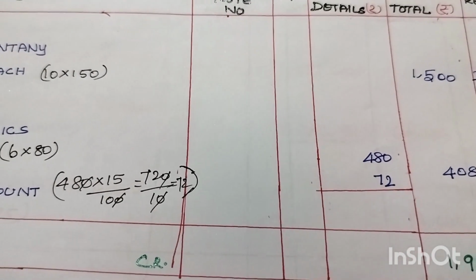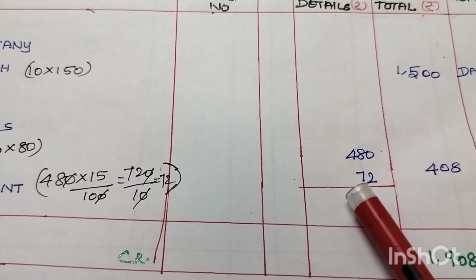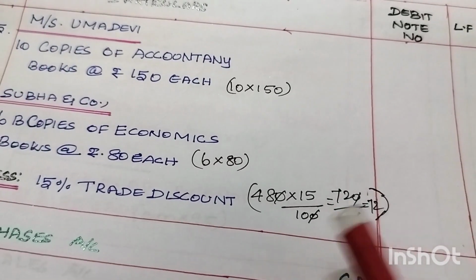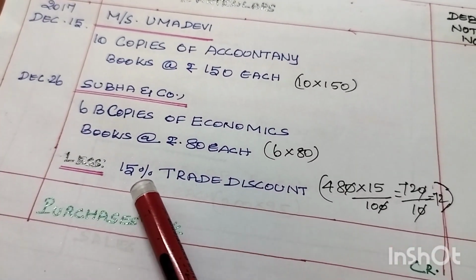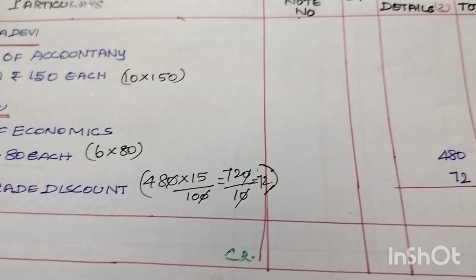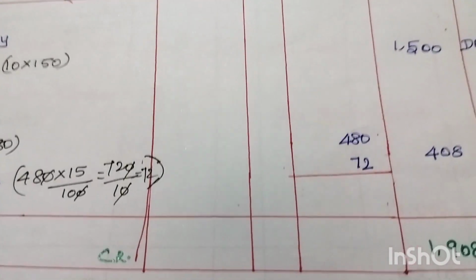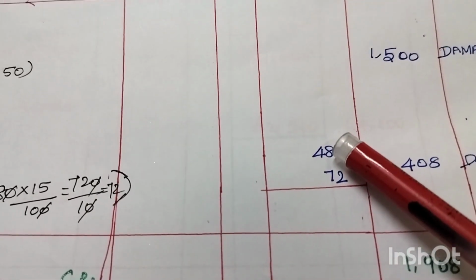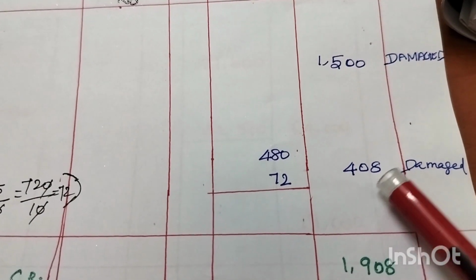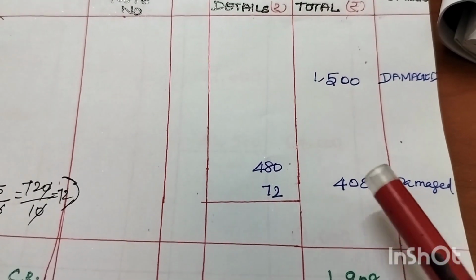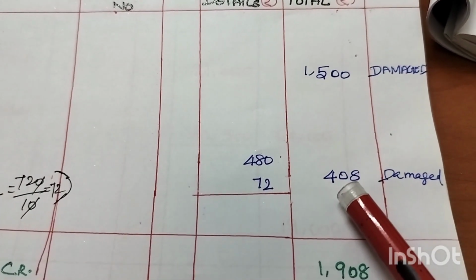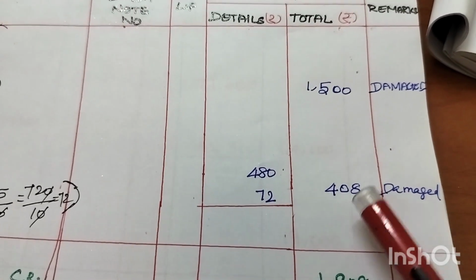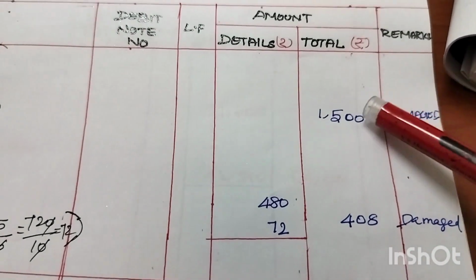Okay, now you have to subtract 72 rupees from the 480 because less 15% trade discount means you have to deduct or subtract 72 rupees from the 480. You will get 408 rupees. Okay. After subtracting the trade discount, you got how much rupees? 408 rupees. You have to enter this amount into the total column.